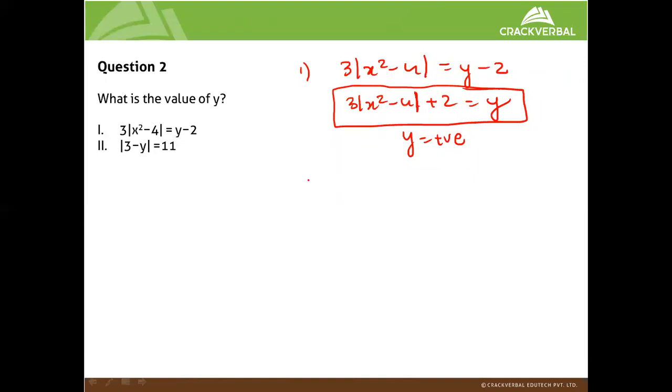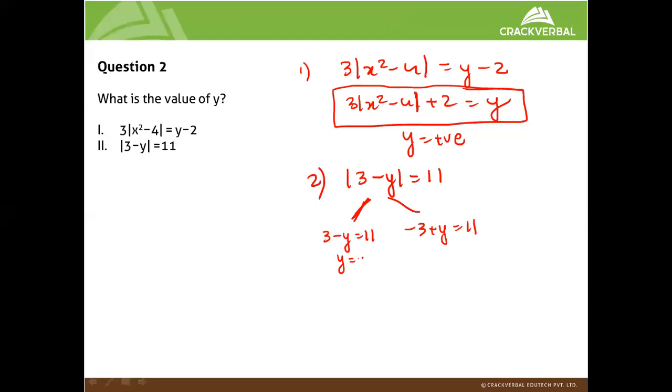Now let's take the second statement. The second statement tells me mod of 3 minus y is equal to 11. So if mod of 3 minus y is equal to 11, this falls under type 1. So I'm going to split open the mod, or looking at it, those of you who are good at numbers can solve it. So I have 3 minus y is equal to 11, or minus 3 plus y is equal to 11.